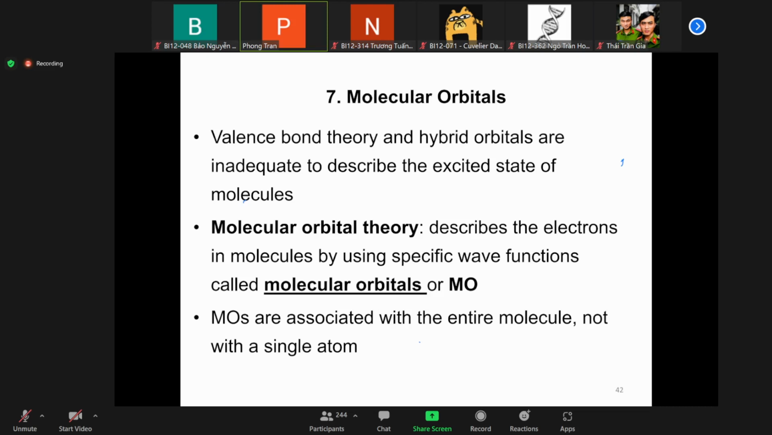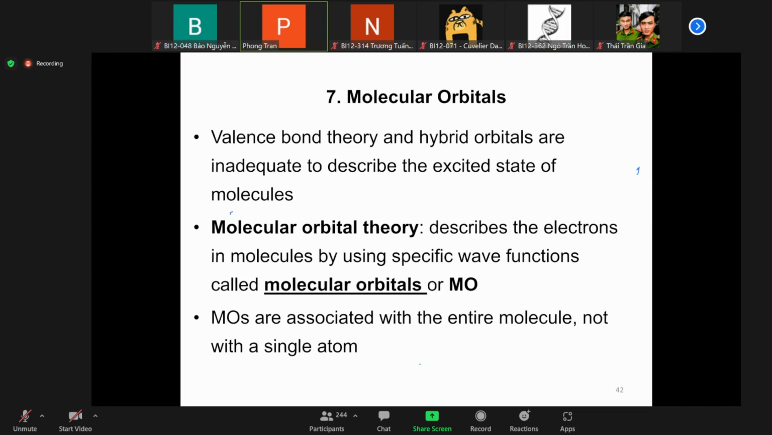We will have half an hour to discuss a very important topic, which is molecular orbital. So we start with the fact that valence bond theory and hybrid orbitals are not good enough to describe the excited states of molecules. They are excellent to describe the ground states of molecules, but not excited states. So that's why chemists developed molecular orbital theory to describe the electrons in the molecule by using specific wave functions we call molecular orbitals, or MO.